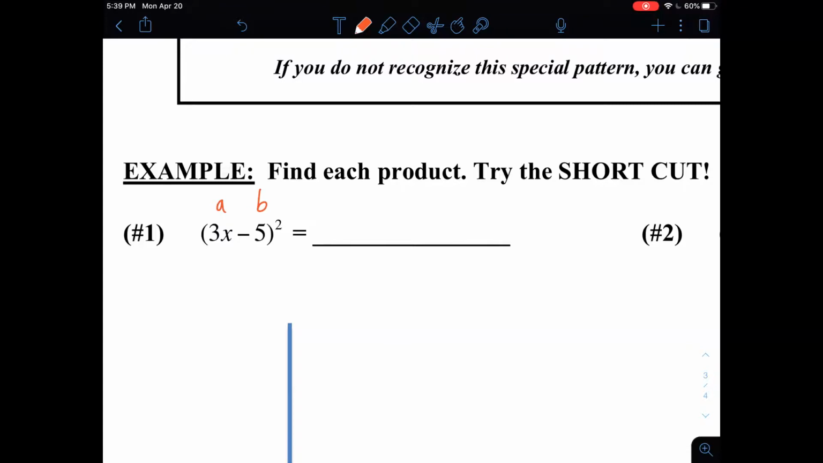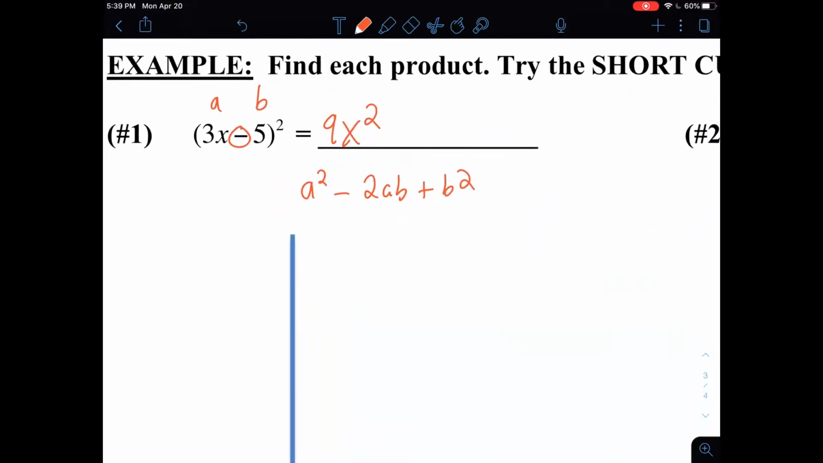So A equals 3x. So what is A squared going to be? So this should be A squared. It's a minus, so it's going to be minus double AB plus B squared. So what is A squared going to be? If 3x is A, then A squared is going to be 9x squared. And then all we're going to do, a shortcut for this, guys, double AB. All we're going to do is we're going to multiply this times this and then double it. Okay, so we have 2 times, what is 3x times negative 5 going to be?